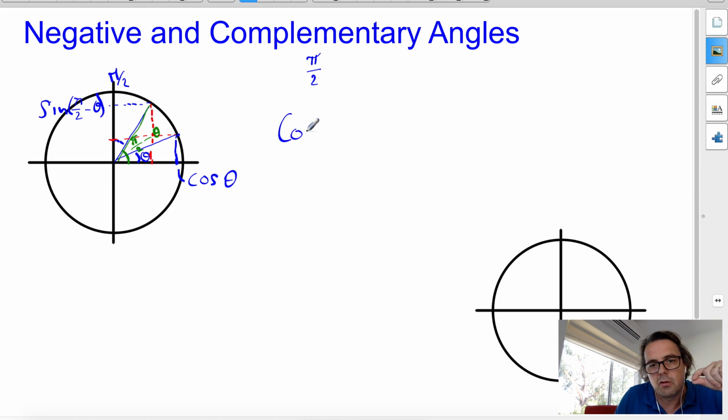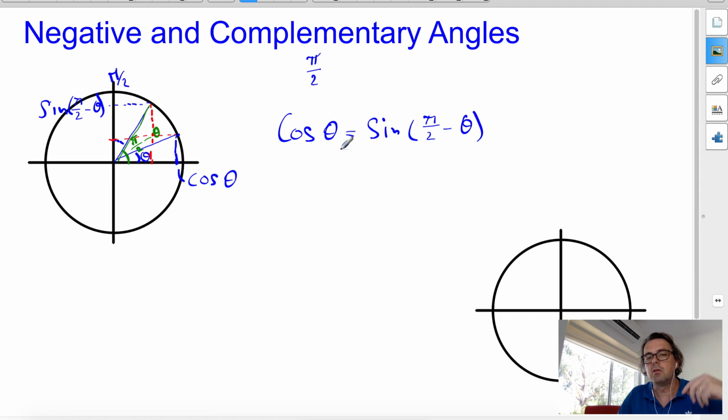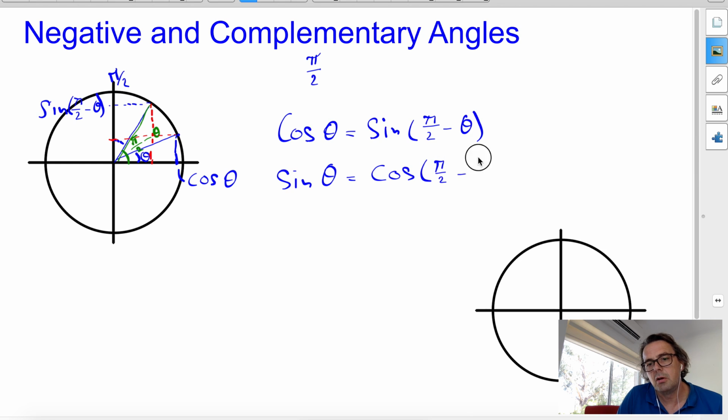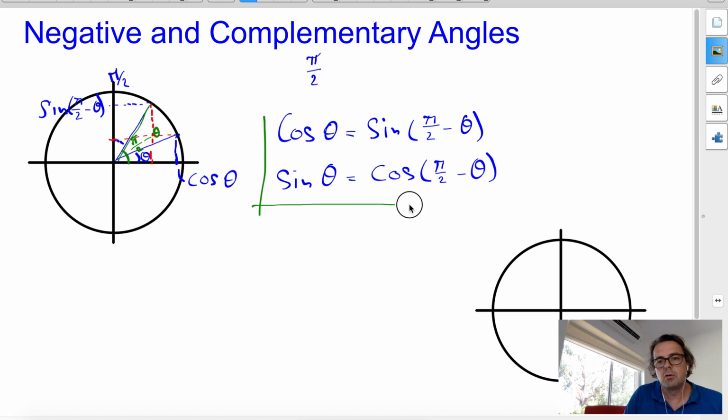So I'm saying that the cosine of theta is the same as the sine of pi over 2 take away theta. Now that's convenient, that's handy, because now you can convert from cosine to sine really quickly just by changing the angle a little bit. Vice versa, as we said, the sine of theta is the cosine of pi over 2 take theta. So here we have another two valuable formulae that we can use in our work.